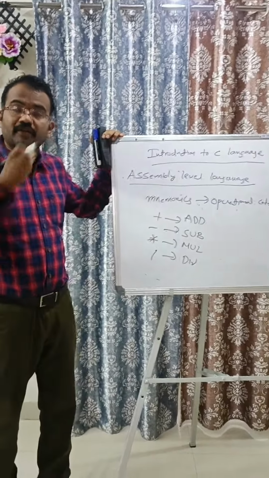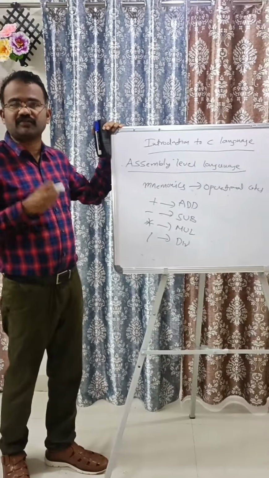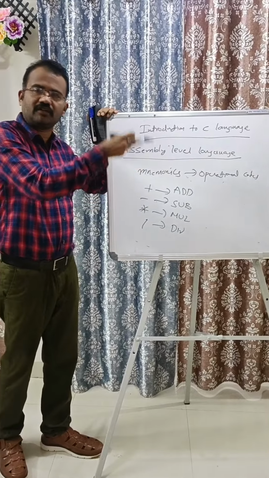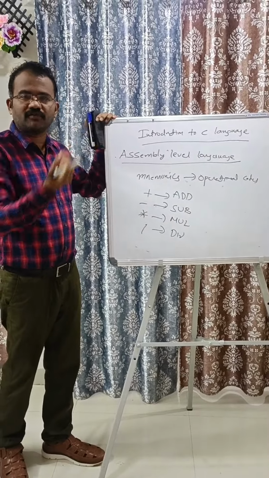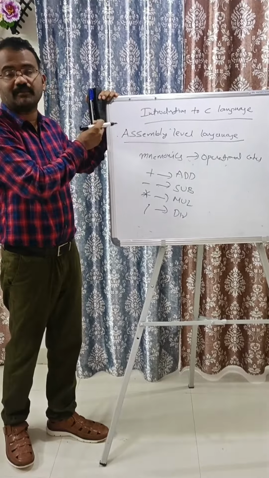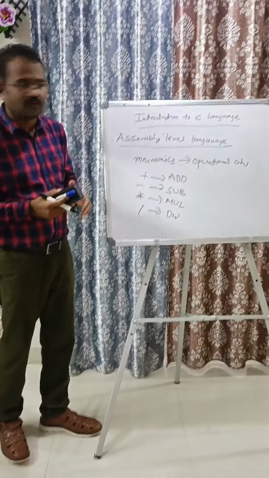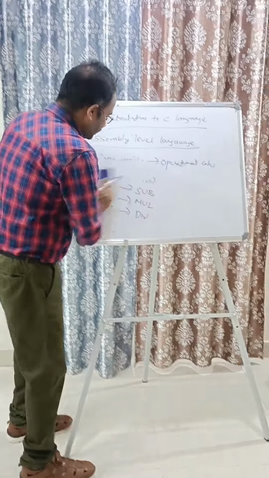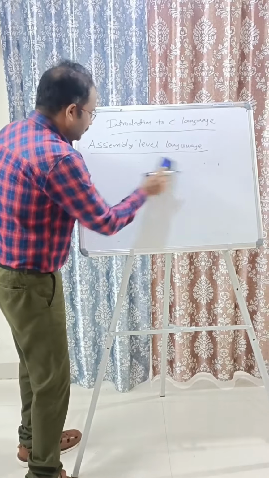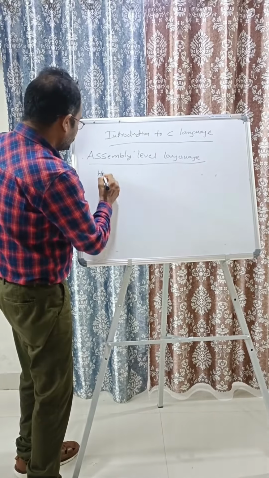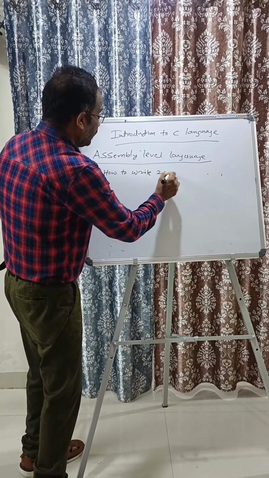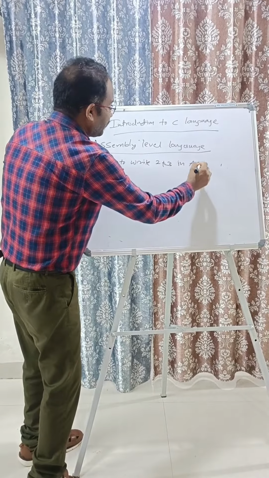So now we have to discuss how to write 2 plus 3 in assembly level language. Previously we took the same example, 2 plus 3, right? 2 we know we have to convert into binary, and 3 also into binary. But how to write add in assembly level language, what do we need to do? How to write 2 plus 3 in assembly language.